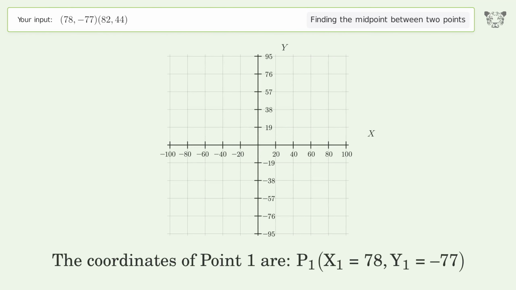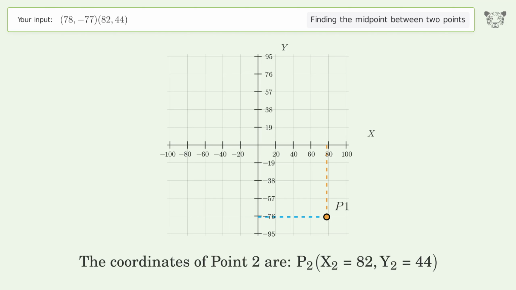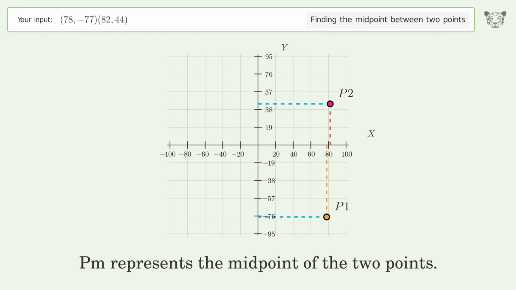The coordinates of point 1 are, x1 equals 78, y1 equals negative 77. The coordinates of point 2 are, x2 equals 82, y2 equals 44. PM represents the midpoint of the 2 points.